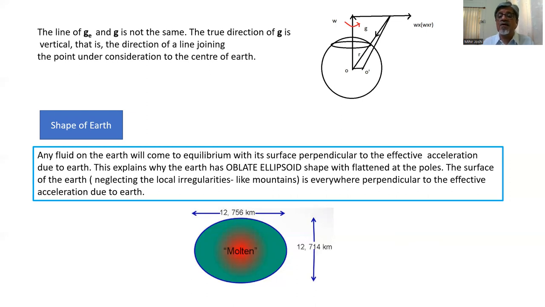So like an egg, the surface of Earth, neglecting local irregularities like mountains, is everywhere perpendicular to the effective acceleration due to Earth. So it is shown over here that the radius of Earth is different. It is 12,756 kilometers, while it is 12,714 kilometers. So it is an oblate ellipsoid shape.